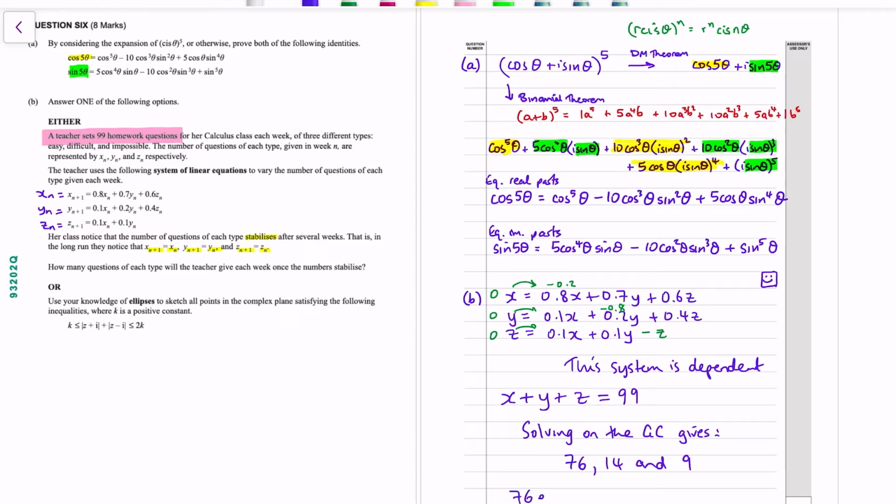76 easy, 14 difficult, and 9 impossible. And that's a long-term solution. So originally that wasn't what was happening, but it got to a point where the recursive sequence started generating the same every week when x to the n became x to the n plus 1, and that was the solution that the students must have noticed.